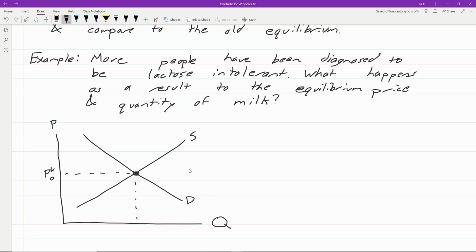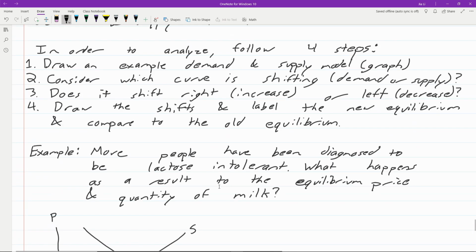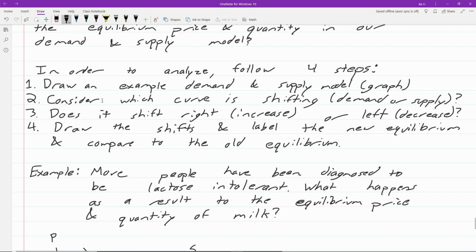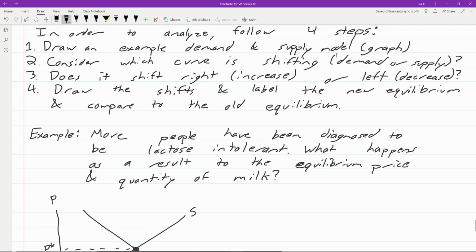So I'll just quickly doodle a basic demand and supply graph, following along with our steps. This is our first step, just to quickly doodle this thing right here. So price on the y-axis as usual, quantity on the x-axis, supply is the upward sloping curve, demand is downward sloping, where they cross is our equilibrium price and quantity. Okay, so that is step one. I just quickly doodled that in like 15 seconds.